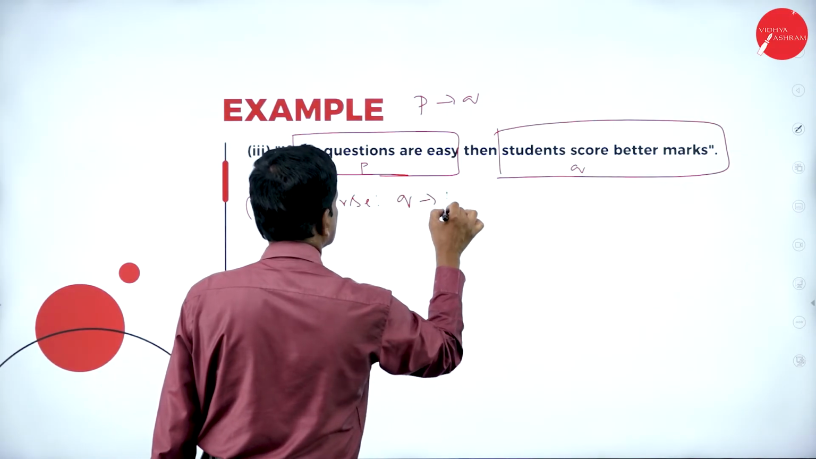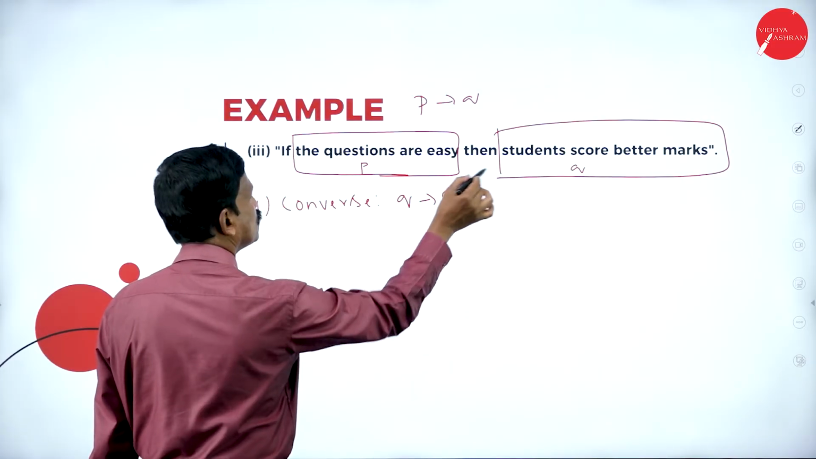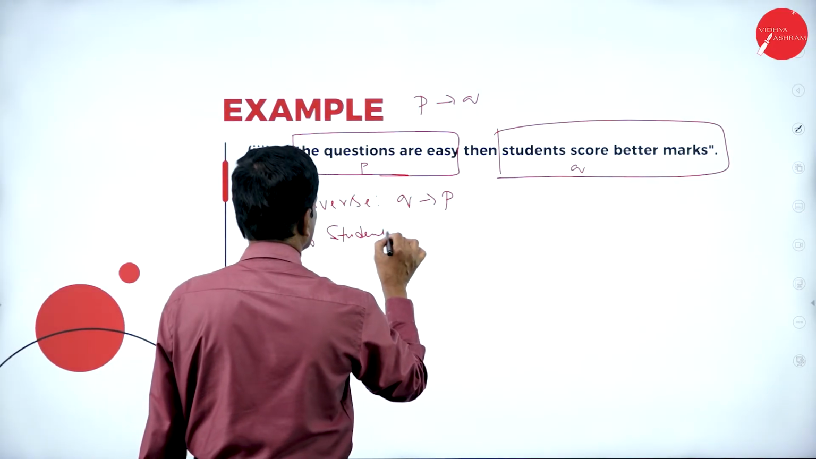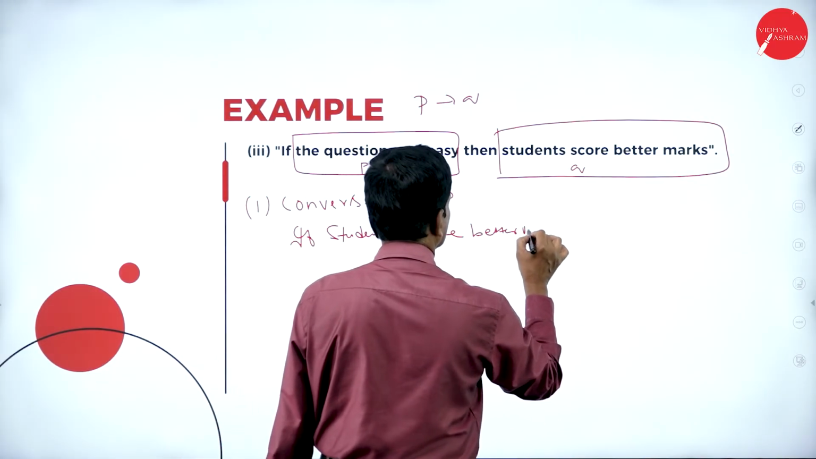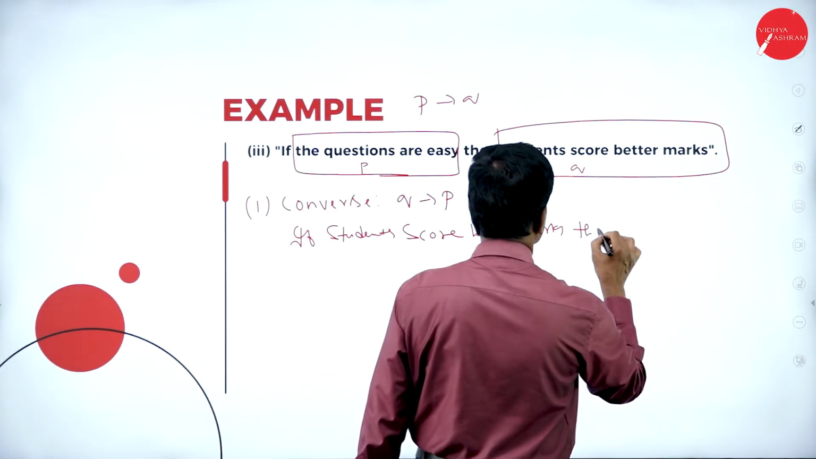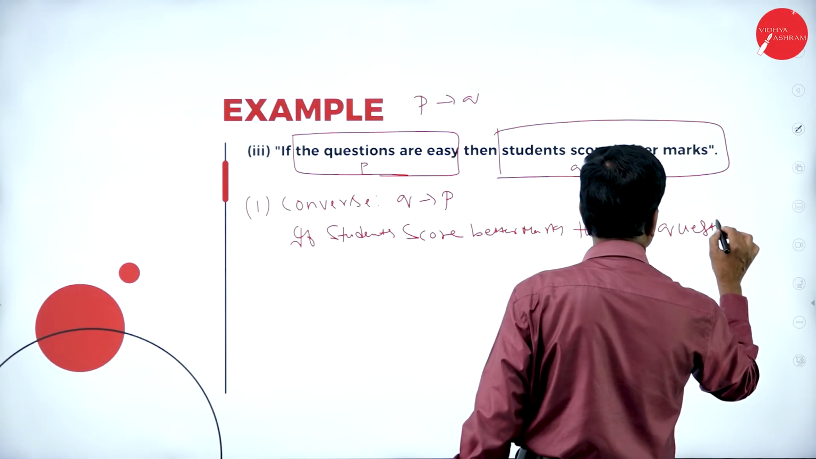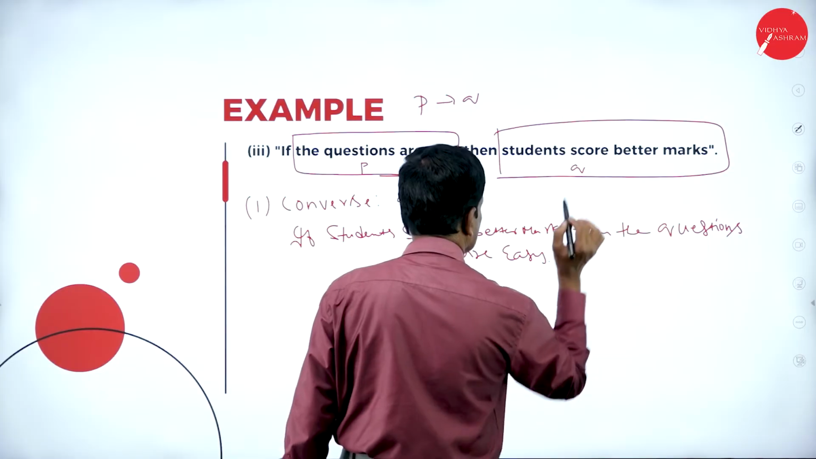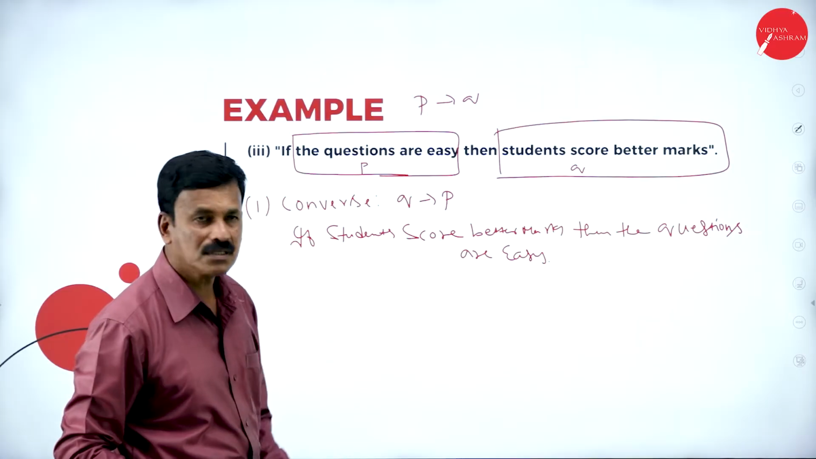Converse is Q conditional to P. So Q conditional to P means: if students score better marks, then the questions are easy. This is the converse. If students score better marks, then the questions are easy.